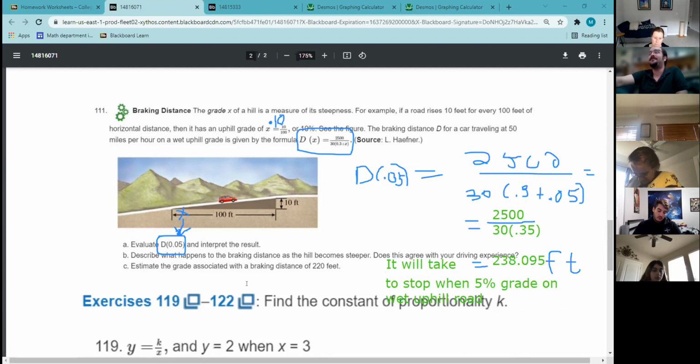Questions about this? That part should be pretty much a review. I put in an x, I find the correlating y for that x value, and then I interpret the results. I say the y takes whatever units when my x is whatever it's measuring. So it'll take 238 feet to stop when you have a 5% grade on wet uphill roads.